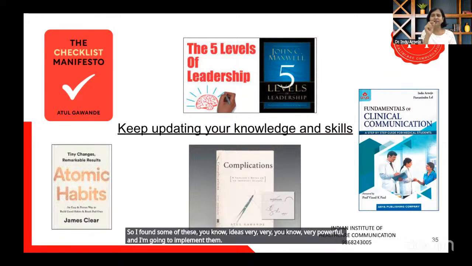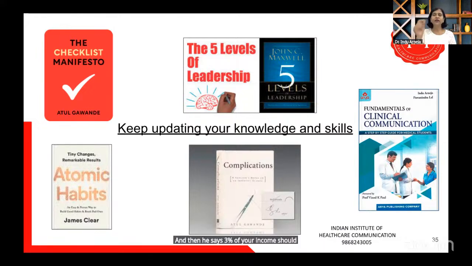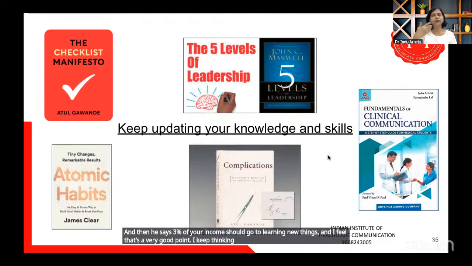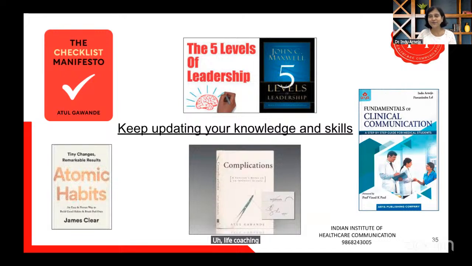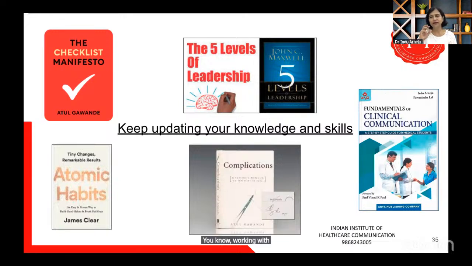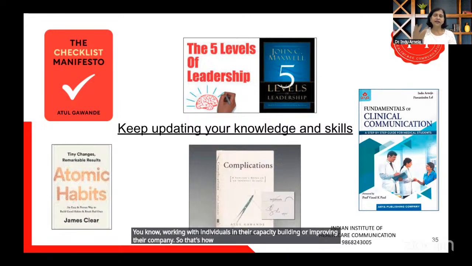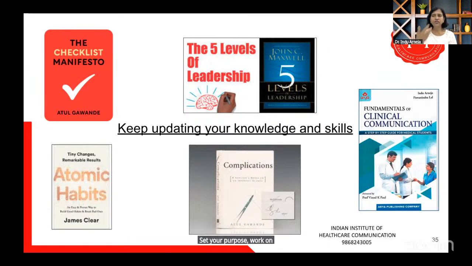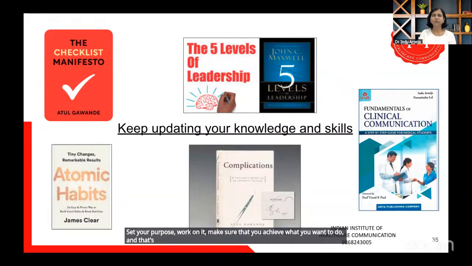And then he says 3% of your income should go to learning new things. And I feel that's a very good point. I keep thinking of upgrading and upskilling myself. I want to get into life coaching. That's my dream. And one day I'm going to do that because I really want to venture into working with individuals in their capacity building or improving their functioning. So that's how, set your targets, set your purpose, work on it, make sure that you achieve what you want to do. And that's how you keep updating your skills and knowledge.